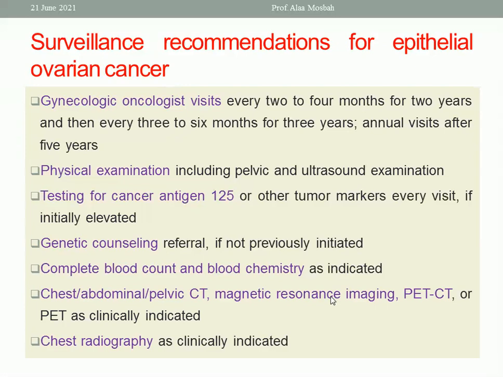Genetic counseling referral if not done before. CBC and the blood chemistry as indicated. You may need chest, abdominal and pelvic CT scan or MRI or PET CT, positron emission tomography, as clinically indicated. It depends. And each case is specific for what is needed for this imaging. Chest radiography as clinically also indicated.